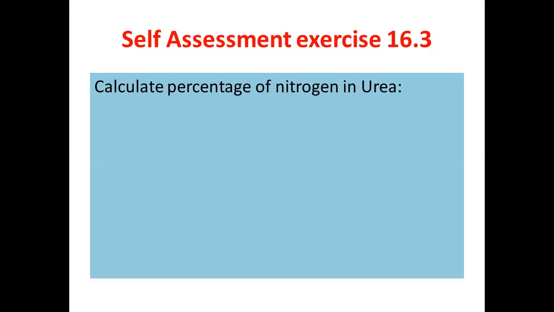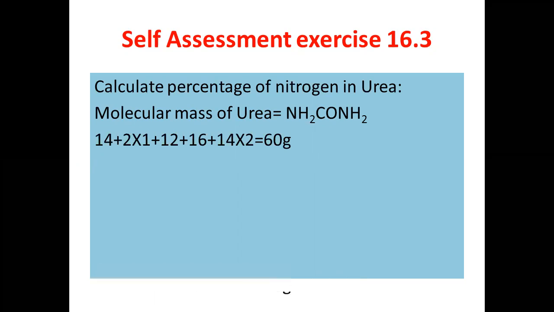Question: calculate the percentage of nitrogen in urea. How can you find out the percentage of nitrogen in urea fertilizer? First of all, you need the molecular mass of urea, and to find out the molecular mass, we must know the chemical formula of urea. The chemical formula of urea is NH2CONH2.